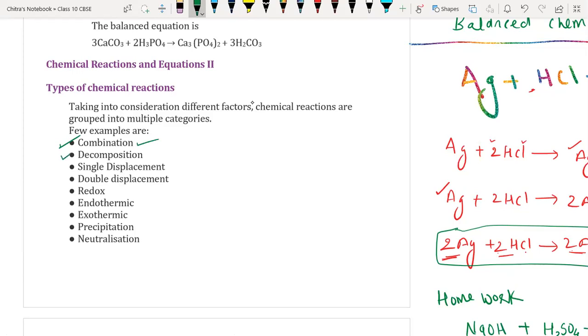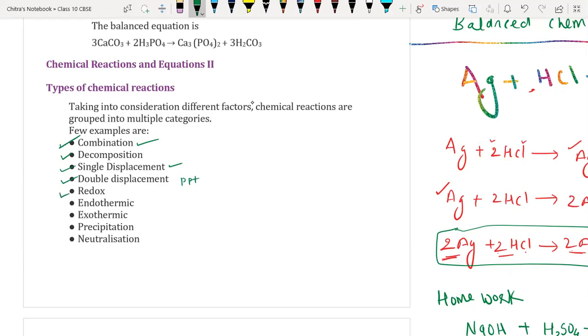Decomposition means to break down. When a single substance breaks down into simpler form, it is called a decomposition reaction. Then we have single displacement and double displacement reaction. In double displacement reaction, a precipitate is formed, due to the exchange of ions. But in single displacement reaction, only the displacement of a less reactive element from its compound by a more reactive element takes place.